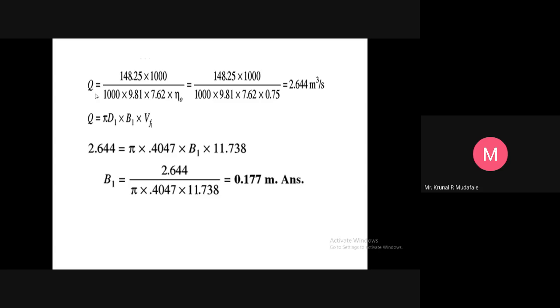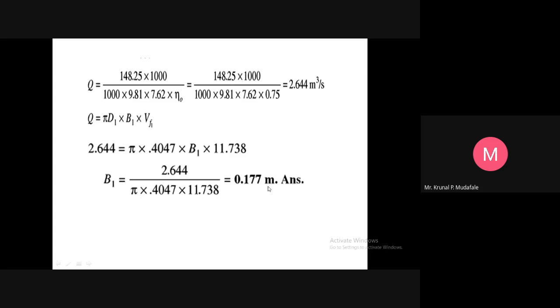So the vf1, we have to consider the vf1 only. Put all the values in the above equation: the discharge is already calculated as 0.644 equals pi into d1, the diameter is available in meters, put in 0.4047, into d1, which is again the unknown value, and vf1 in meters per second is 11.738. So the only unknown is d1, that is the width of the wheel at the inlet. You will get the width of the wheel at the inlet as 0.177 meter.